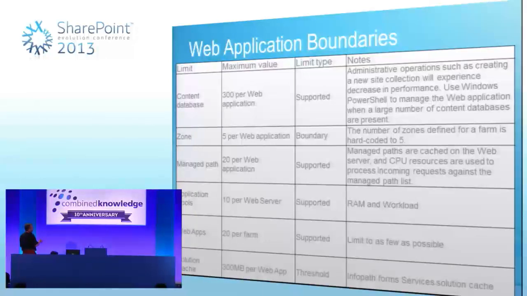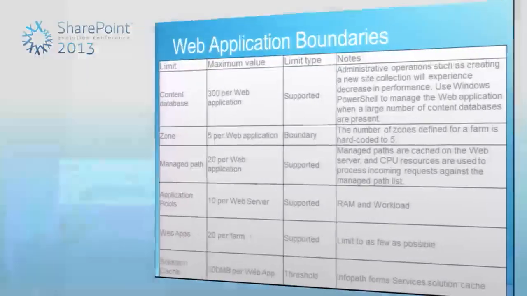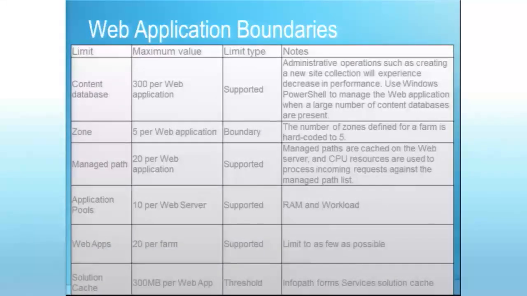I'm not going to read through all of these. I want to give you some ideas of some of the boundaries that Microsoft has put out. Things like content databases. It will do 300 per web app. I'm not saying it should do 300 per web app. I don't like to get over about 100 content databases. It slows down administration. If you get over 100 content databases, it's better to manage your site collections via PowerShell. You still have 5 zones, 20 managed paths, 10 application pools per server.